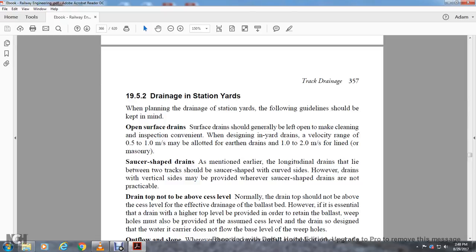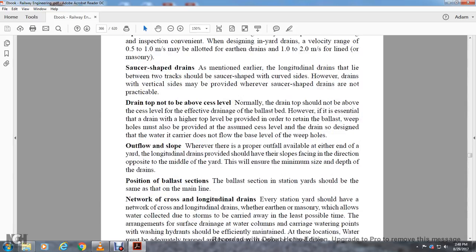Saucer shaped drains. As mentioned earlier, longitudinal drains lying between the two tracks should be saucer shaped with a curved side. However, drains with vertical sides may be provided whenever saucer drains are not practical. Drain top not to be assessed normally.